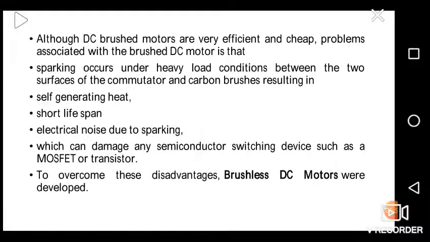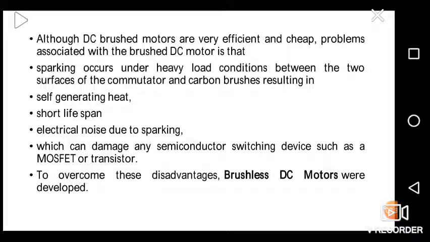Although DC brushed motors are very efficient and cheap, the problem associated with brushed DC motors is that sparking occurs under heavy load conditions between the two surfaces of the commutator and the carbon brushes, which results in self-generation of heat, short lifespan, and electrical noise due to sparking, which can damage any semiconductor switching device such as a MOSFET or transistor.